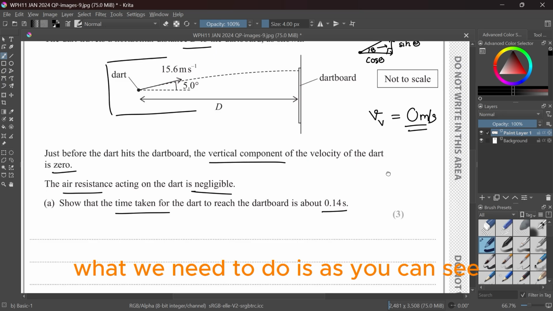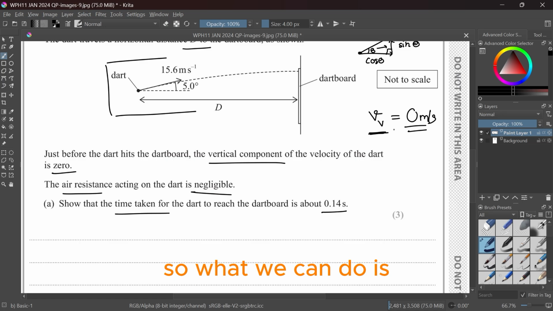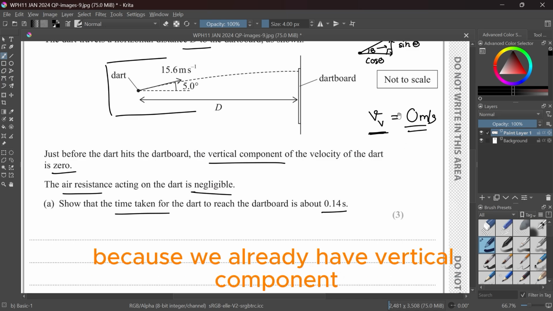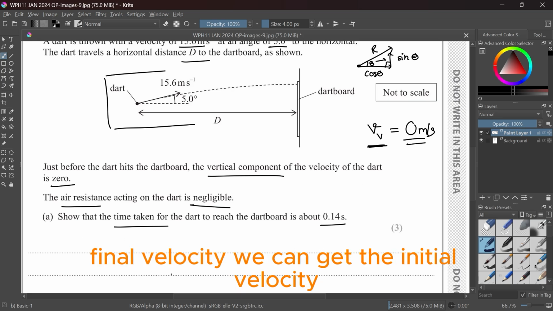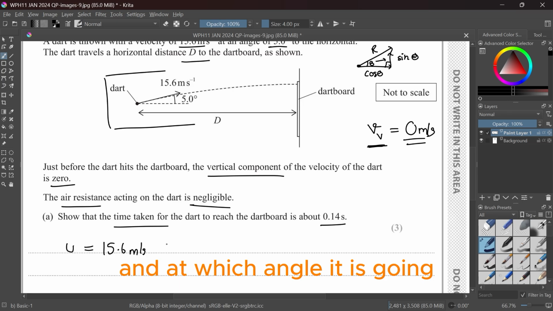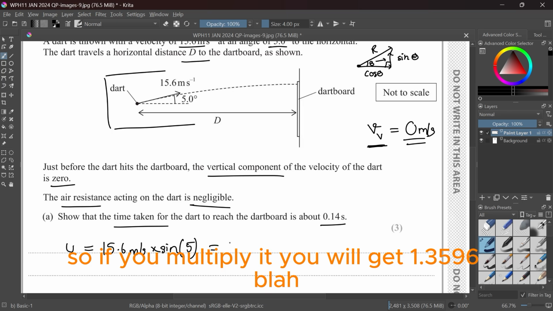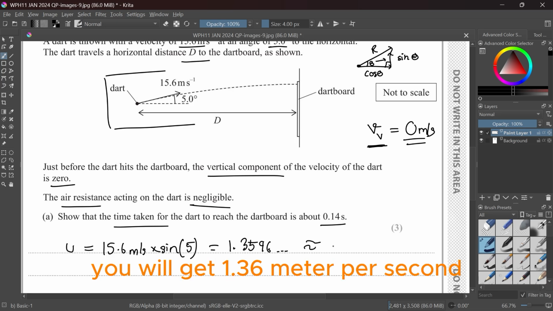So now what we need to do is, as you can see, we have vertical components right here. So we can also get the initial velocity in the vertical component as well, because we already have the vertical component of the final velocity. So u is equal to 15.6, which is the speed it is going at, and it's going at a sine 5 degree angle. If you multiply it, you will get 1.3596 and so on, and if you round it off, you will get 1.36 meter per second.